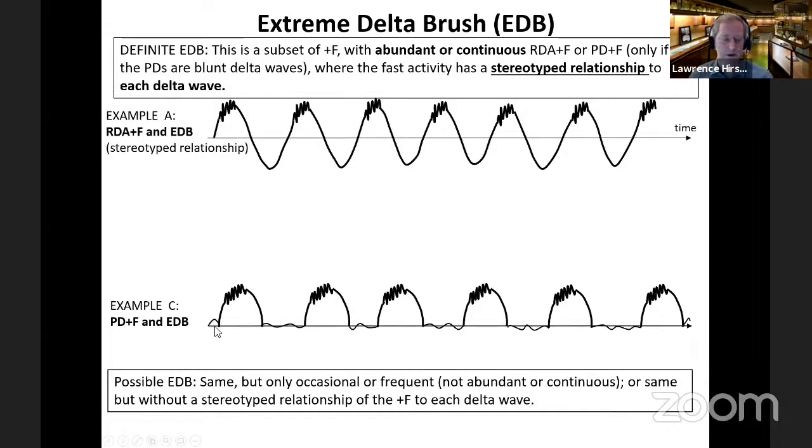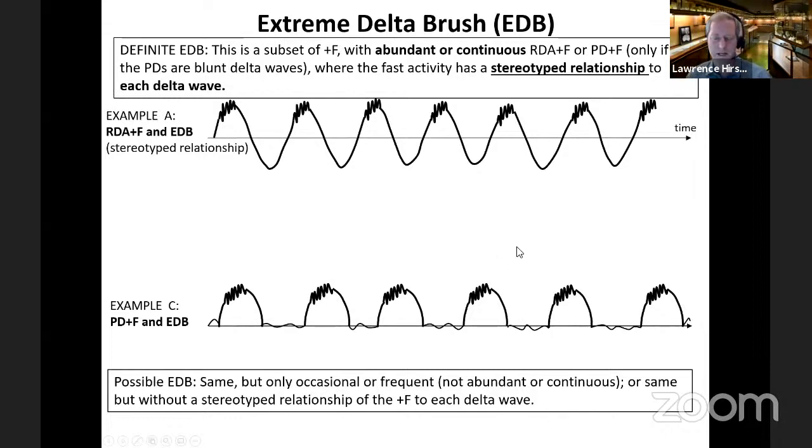And here's the only way periodic discharges can qualify: if they're periodic blunt delta waves like this with the fast activity in a stereotyped relationship again. So there's also possible EDB. It's the same pattern, but it's only occasional or frequent, so it didn't make it to abundant. Or it's the same pattern, but the fast activity does not have a stereotyped relationship. So I think that's much less specific.